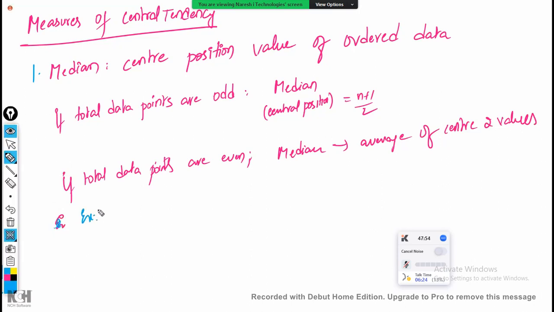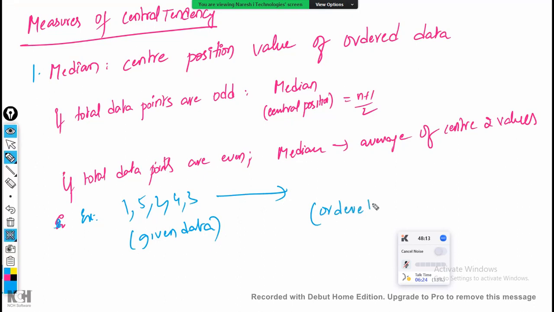The example is 1, 5, 2, 4, 3. This is the data. Now, what do we have to do? This given data has to be converted to ordered data. Whenever you have to calculate the median, first it has to be converted to order. Then only can we calculate the median. Without converting to order, we should not calculate the median. So first we have to convert to an order, either ascending or descending. The choice is yours, anything of your choice.